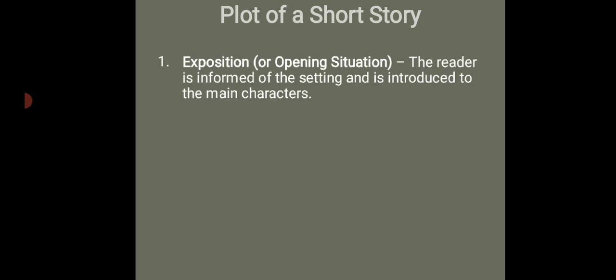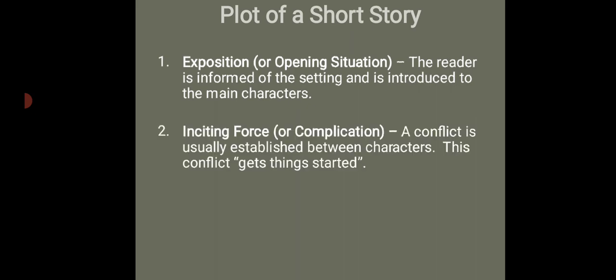Plot of a short story. Let us consider this diagram. Let us pay attention to the numbers and the signs indicated and the arrows on this screen. One, exposition, opening situation: the reader is informed of the setting and is introduced to the main characters. Two, inciting force or complication: a conflict is usually established between characters. This conflict gets things started.